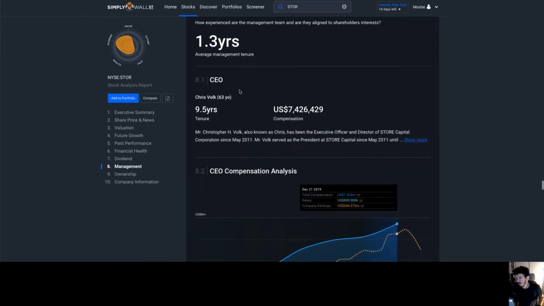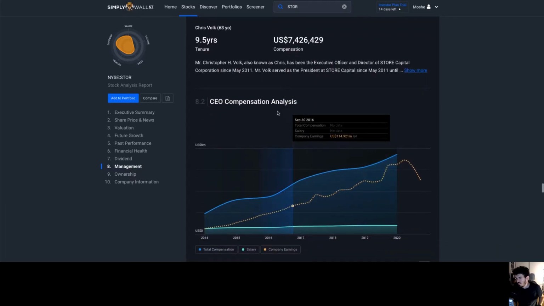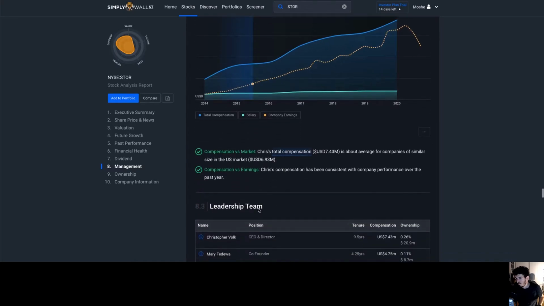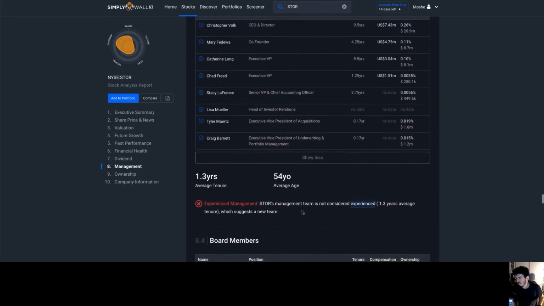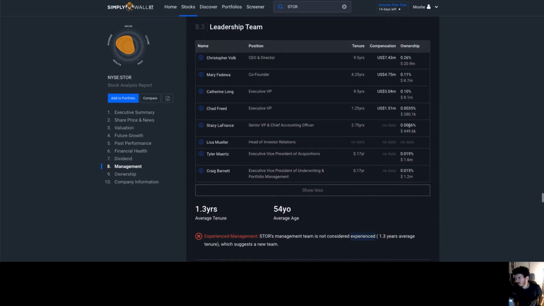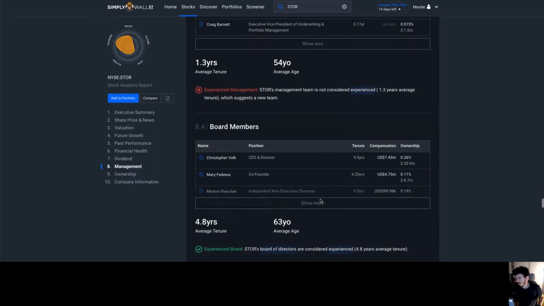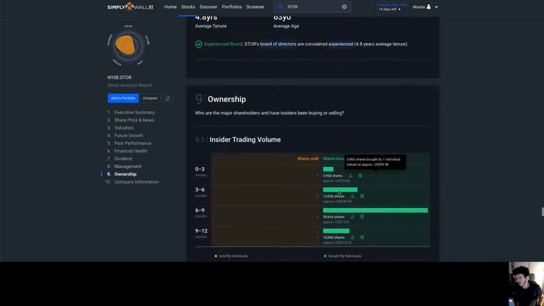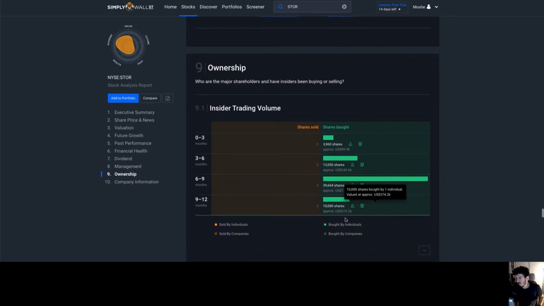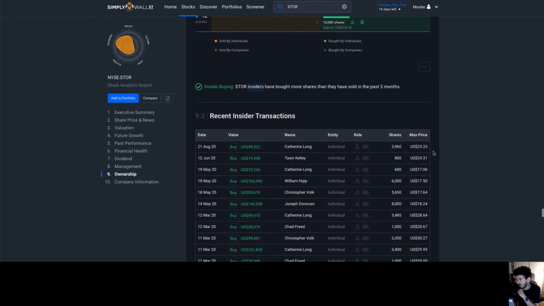Talk about management here. You have the CEO, the compensation of the CEO, the leadership team. You can see also a bit of ownership of the leadership team, board members and their ownership. The insider trading volume, all positive, no negative, no shares sold, showing lots of confidence in here. The recent transactions.